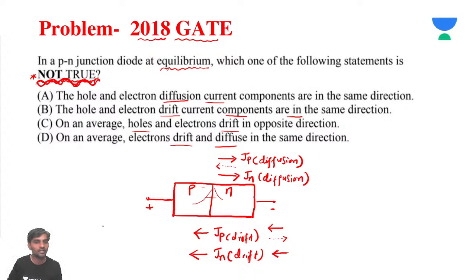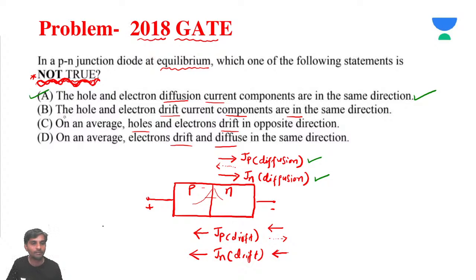He's talking about equilibrium. Now the first statement: the hole and electron diffusion current components are in the same direction. This is the hole diffusion direction and this is the electron diffusion direction. Both diffusion currents are in the same direction. Yes, this statement is correct.